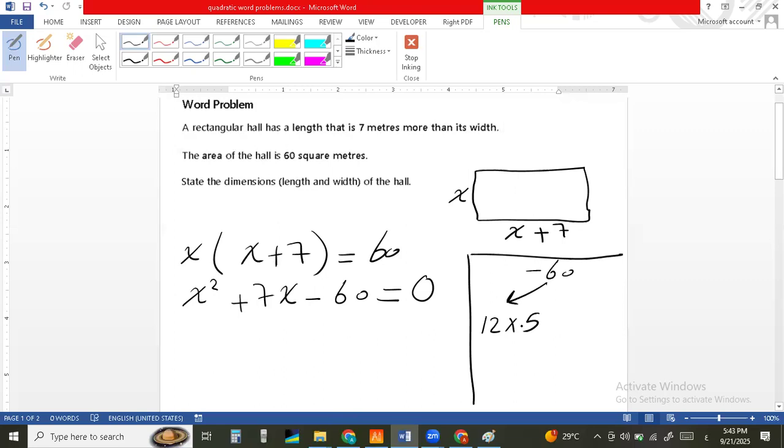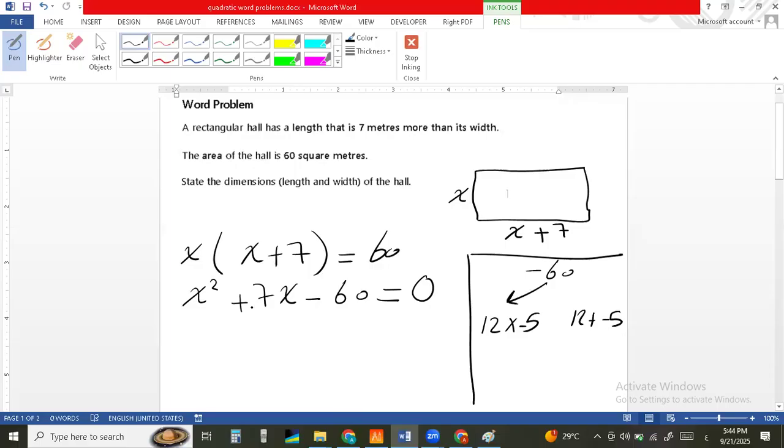Why am I not using negative 12 times 5? Because I want positive 7 when I add them up. I wanted the sign of the bigger number to be positive. If I made the sign of the bigger number negative, that would give me negative 7. So it is 12 times negative 5 gives me negative 60, and 12 plus negative 5 gives me positive 7.